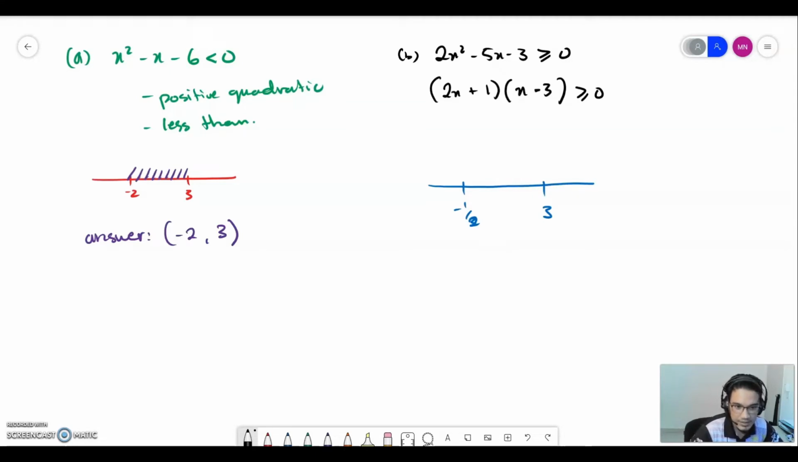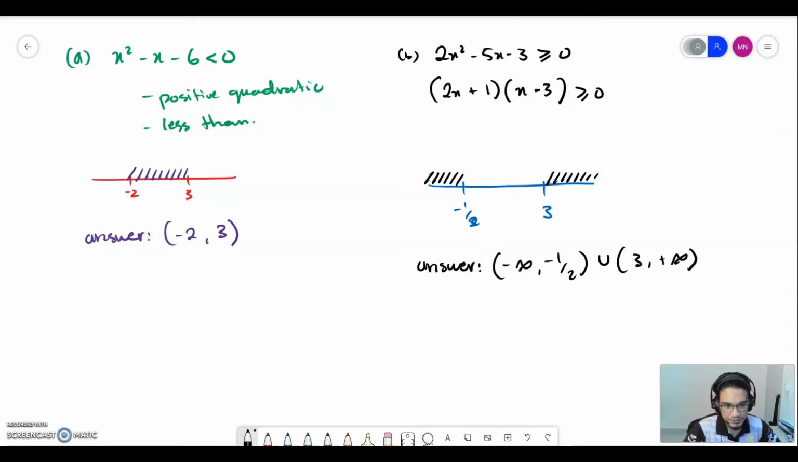Okay, so your region for the answer will be from -infinity until -1/2 union 3 until positive infinity. Okay, one thing here, you have to focus at the symbol of the inequality. So the inequality mentioned that bigger than and equal. So that means the type of bracket you need to be changed. You have to use a square bracket because it is bigger than and equal.